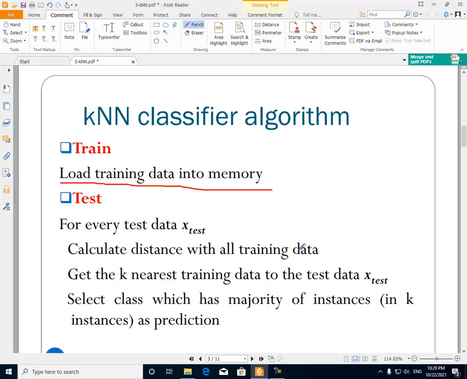Okay, that's all the steps that the KNN classifier is taking to do the prediction. As we said, the KNN classifier doesn't have a learning model, and as you see, in the training phase only the training data is loaded into the memory, and then all the other operations are done in the test phase.